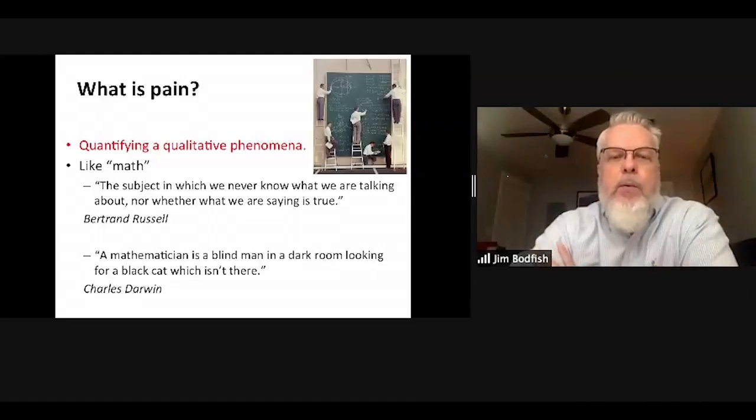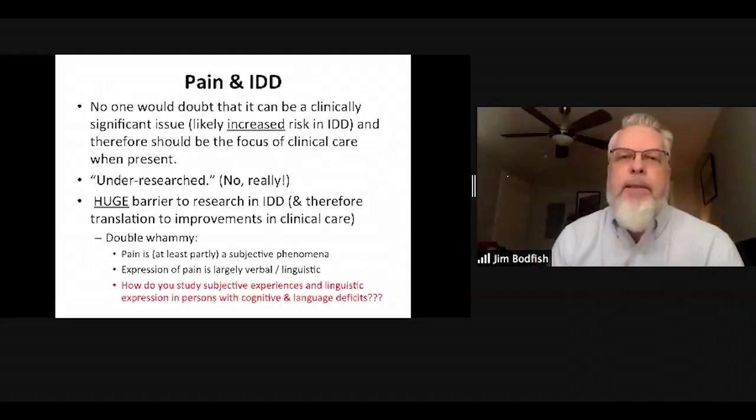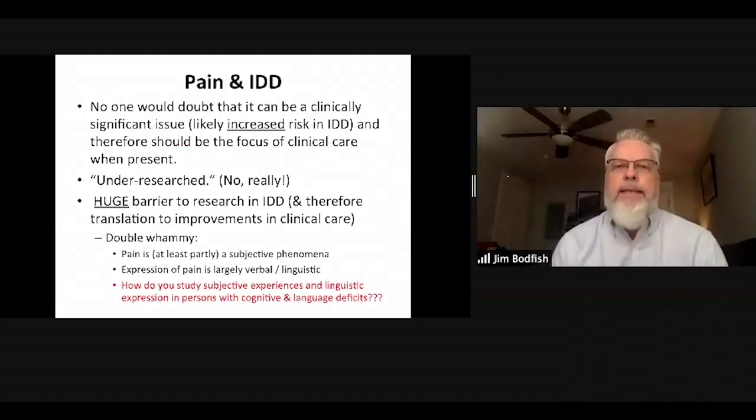And then Charles Darwin actually started as a mathematician and found it too difficult and switched to biology, thought that was easier. He said a mathematician's a blind man in a dark room looking for a black cat which isn't there. So why on earth would anyone do something this difficult? Well, that's the second point.